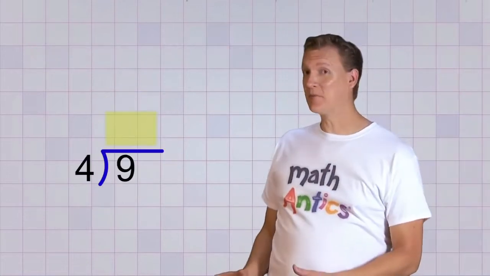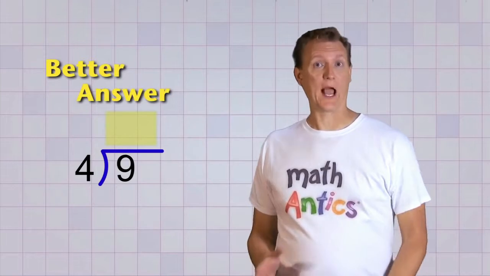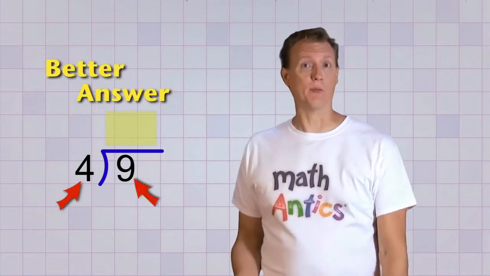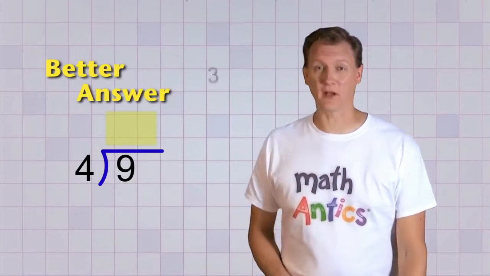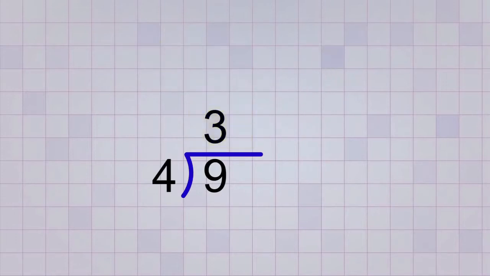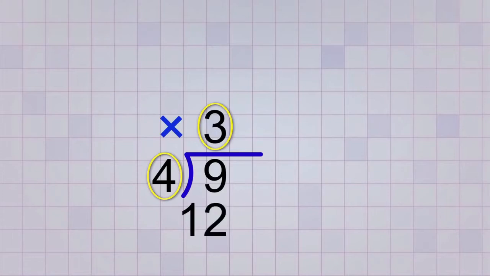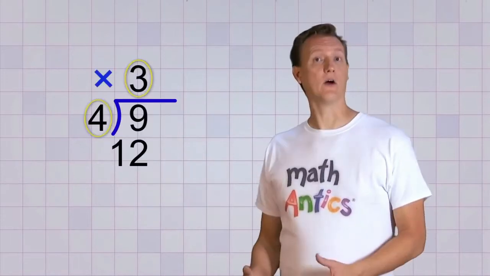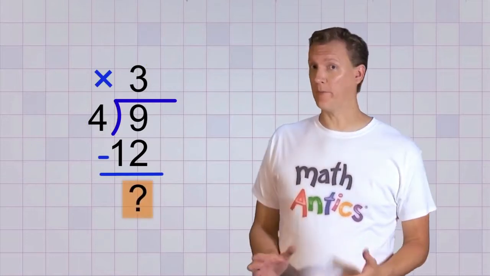Okay then, I guess I'd better come up with a better answer to the question, how many 4s will it take to make 9, or almost 9? This time, I think I'll pick 3. So, I put a 3 in the answer space, and then I follow the next step of the procedure like I did before. I multiply the answer I chose, 3, by the number of groups, 4, and I write the answer to that multiplication problem, 12, down below the number we're dividing up, the 9. Now I can subtract that number to see what my remainder will be.